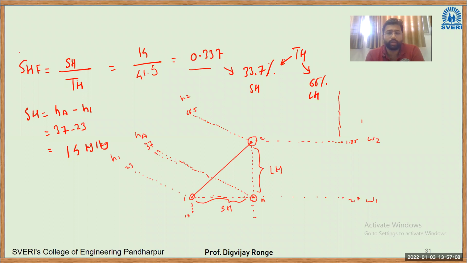I'll just take a quick recap of whatever we have done. Chapter number 4 was related to psychrometry. Psychrometry is the study of moist air. Moist air is a combination of moisture and dry air. Then we studied psychrometric properties like dry bulb temperature, wet bulb temperature, relative humidity, specific volume, and other properties like saturation ratio and dew point temperature.